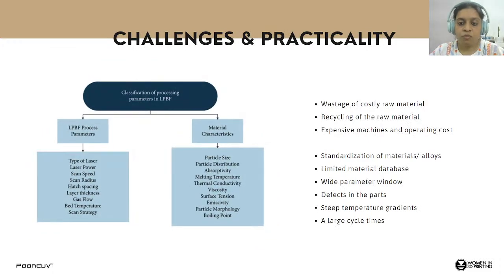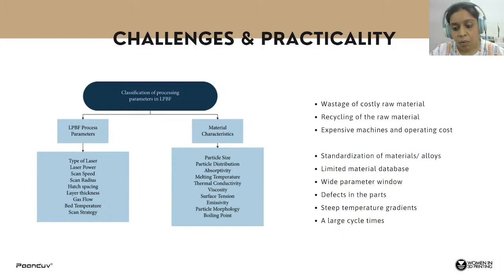So if I talk about the most prominent and most important process parameters or material properties, these process parameters include laser power, scan speed, scan radius, hatch spacing, layer thickness, gas flow, bed temperature and scanning strategy. Material properties include specific heat, thermal conductivity, viscosity, surface tension, emissivity, absorptivity, melting temperature and whatnot. And if you have more than one phase, those phases will have their own properties as well. So the number of parameters is huge, and the parameter window is also huge.